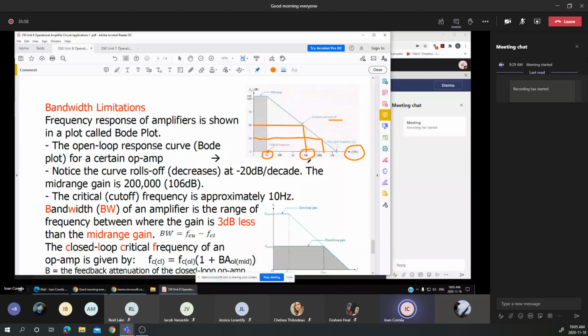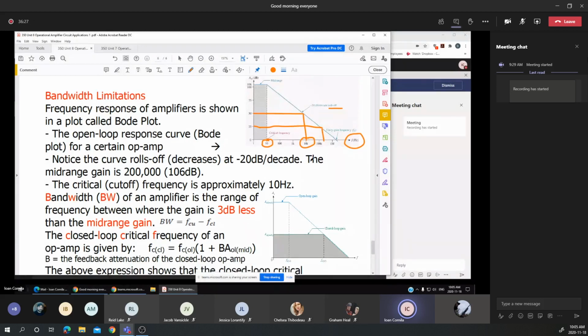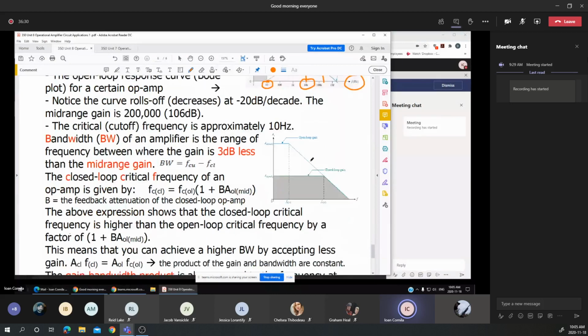Remember that always, the product between the gain and the bandwidth, the gain and the frequency, is a constant number. The largest gain is the open loop gain, multiplied by a very small frequency, or a much lower gain for a larger frequency. Always, the product between the gain and the frequency stays constant.